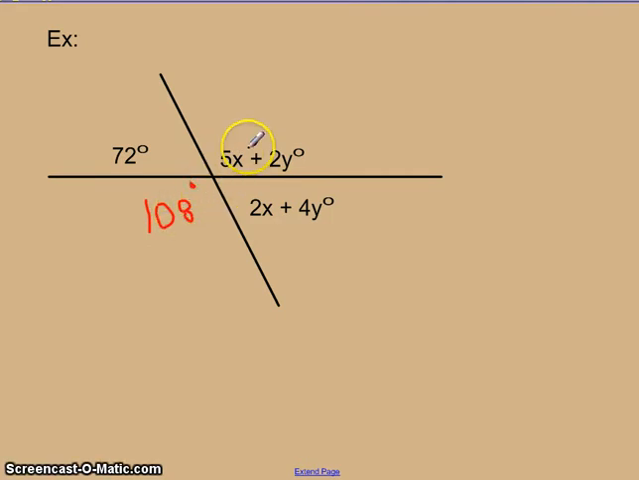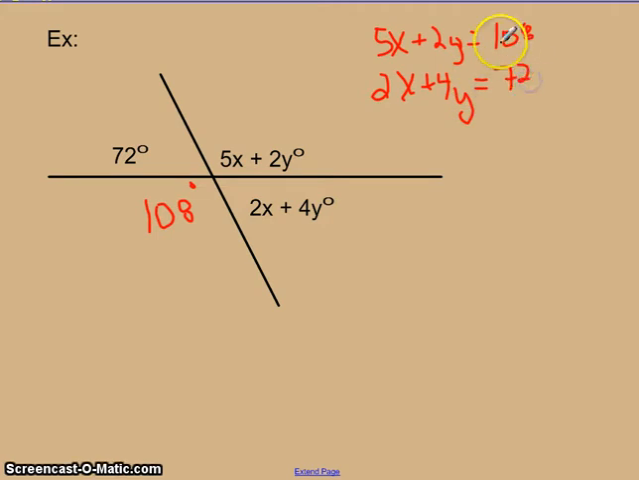Now, hopefully you realize that vertical angles are always congruent. So I'm just going to put that 5x's plus 2y's will equal that 108. And I'm also going to put that 2x's plus 4y's will equal the 72.